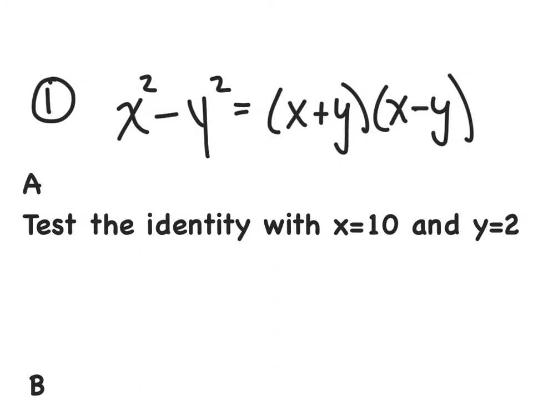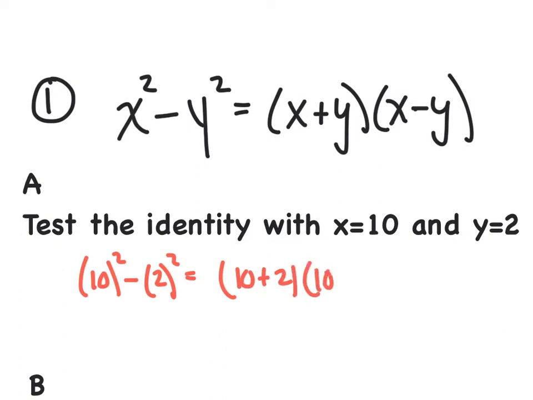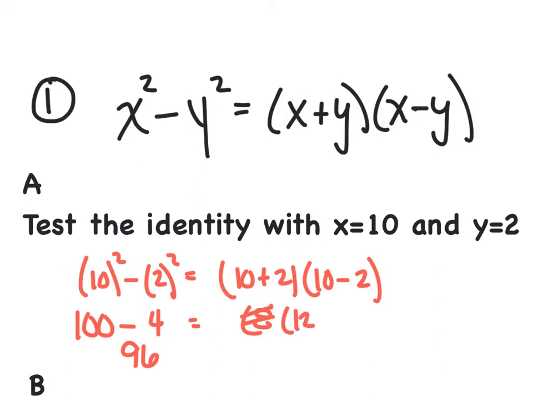So here's our first example. x squared minus y squared equals x plus y times x minus y. Part A, test the identity with x equals 10 and y equals 2. So simple enough, I'm just going to substitute in and of course use parentheses. So I'm going to say 10 squared minus 2 squared is equal to 10 plus 2 and 10 minus 2. Alright, so I know 10 squared is 100 minus 2 squared is 4. I get a 96 here. Let's test this side. 10 plus 2 is 8. Whoa, no it's not. 10 plus 2 is 12. 10 minus 2 is 8. And 12 times 8 equals 96.